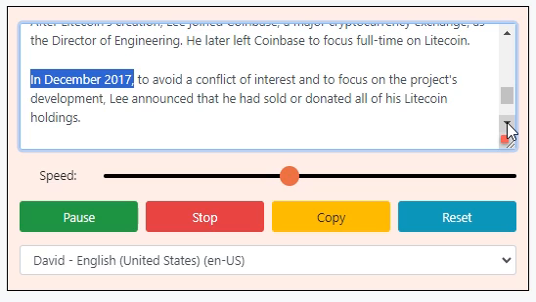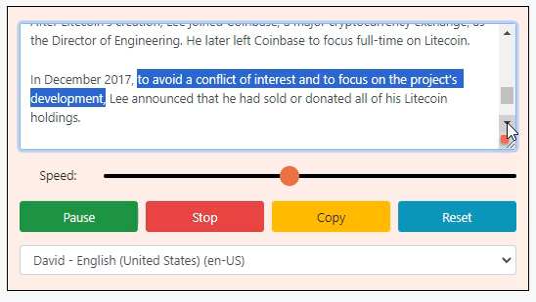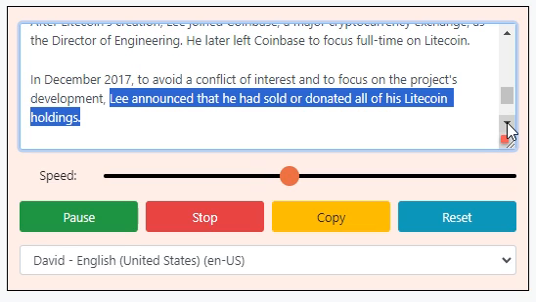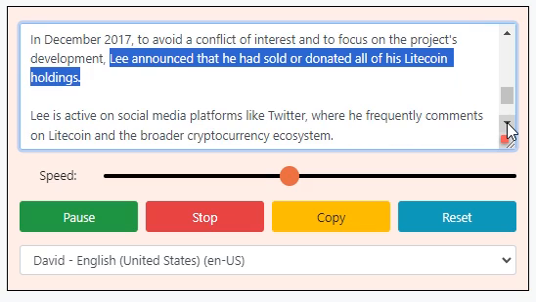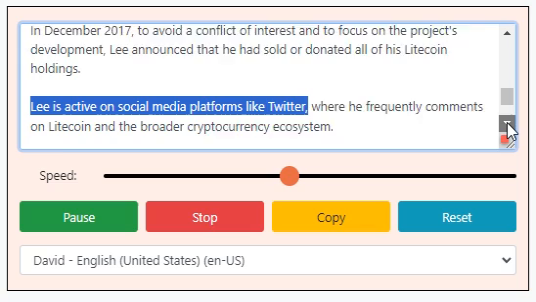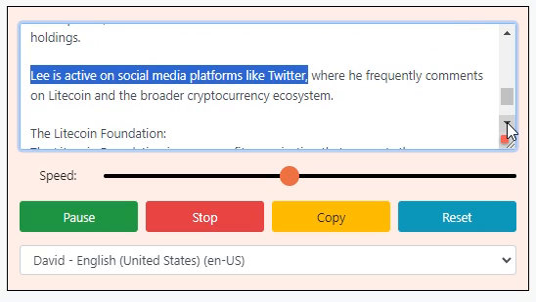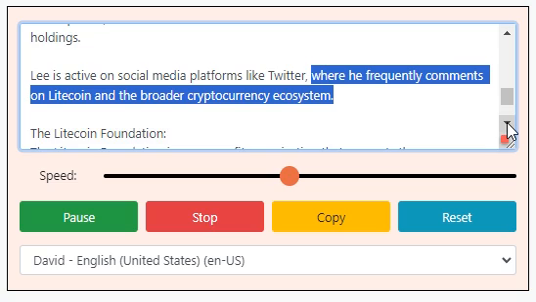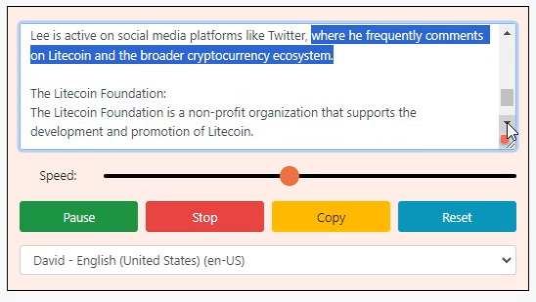In December 2017, to avoid a conflict of interest and to focus on the project's development, Lee announced that he had sold or donated all of his Litecoin holdings. Lee is active on social media platforms like Twitter, where he frequently comments on Litecoin and the broader cryptocurrency ecosystem.